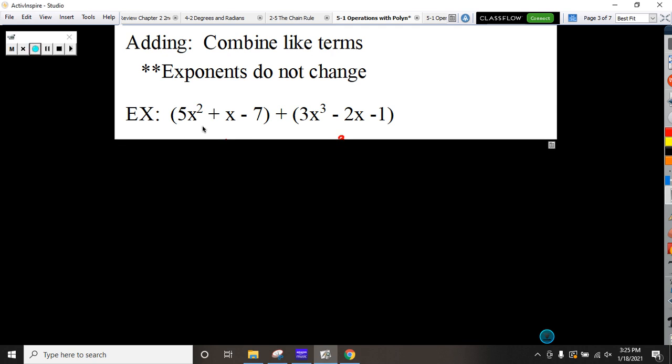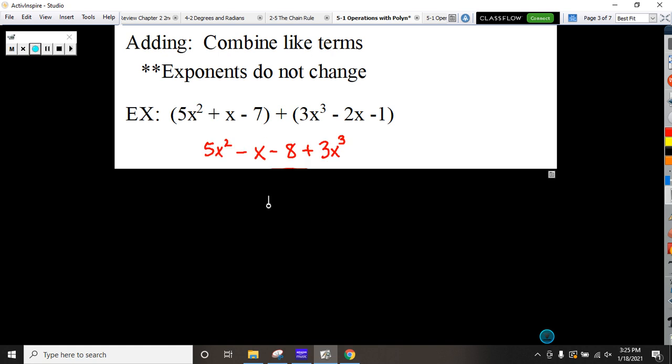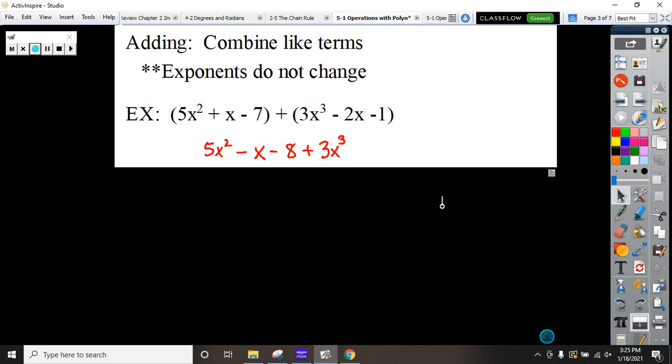So the 5x squared can't change. The 3x to the third can't change. But when I add x plus a negative 2x, I have negative 1x, which you could write as 1x there if you want. I didn't, but if you wanted to, you could put the 1 there. Then I took negative 7 and added negative 1. Since they're both negative, it remained negative. And then we also have that 3x to the third power.